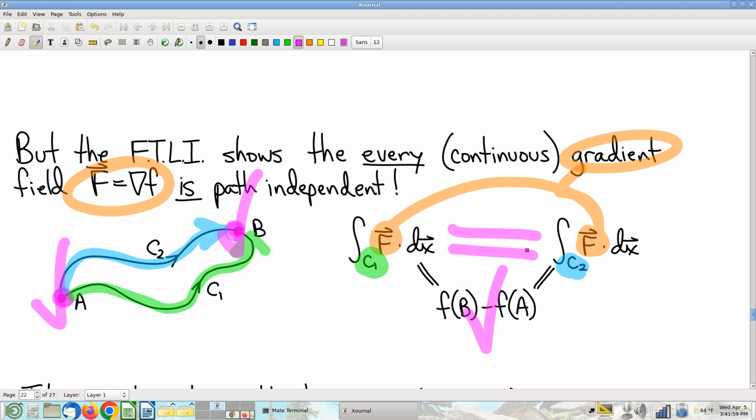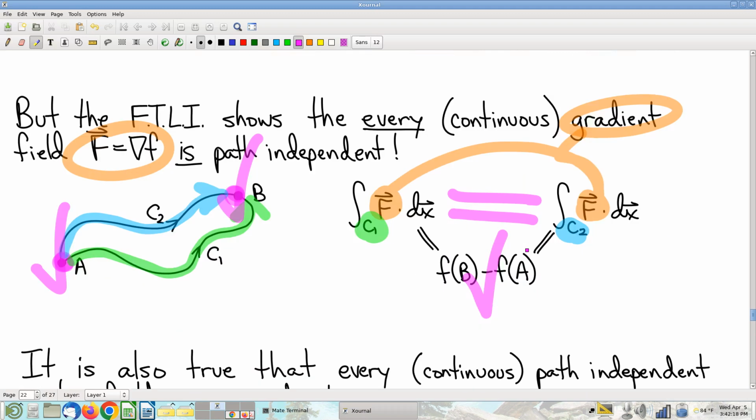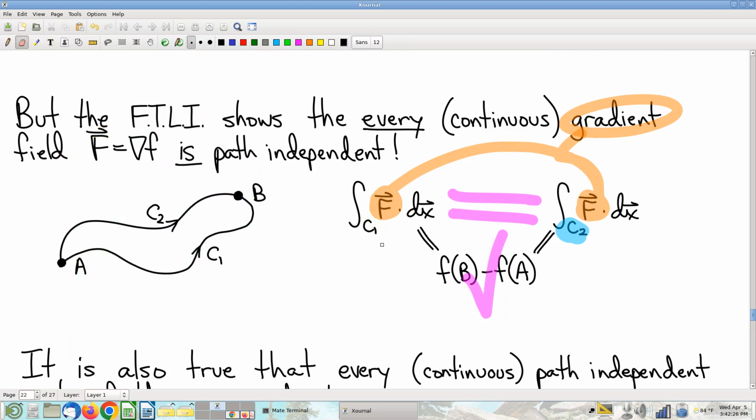So to me, this is a tremendous shock value kind of thing. I mean, it really seems like, of course, the curve has to matter, right? Look, the curve is where you do the calculation. Of course it matters, right? And yet, for some magic vector fields, it just doesn't, thanks to the fundamental theorem of line integrals. Okay, all right. Neat fact.